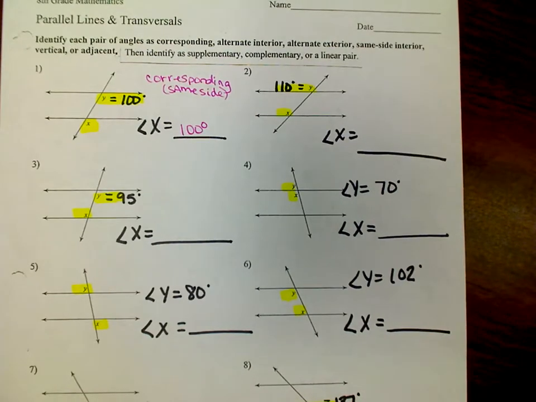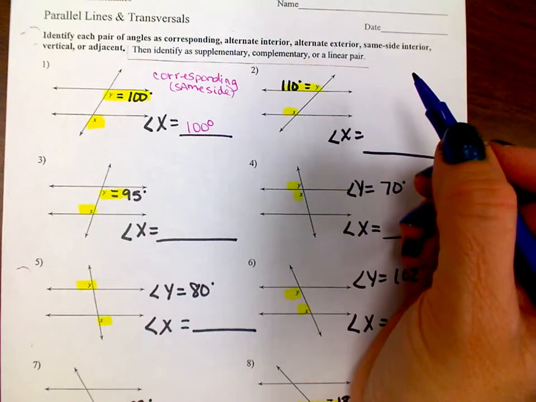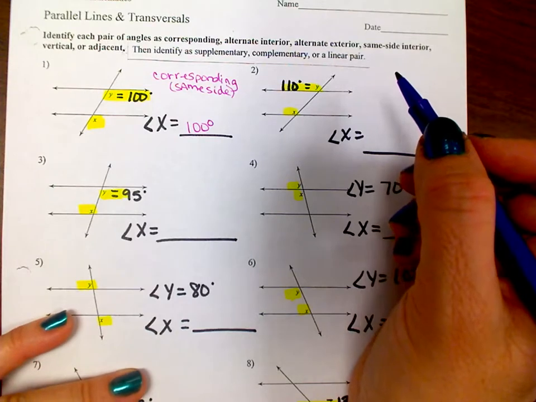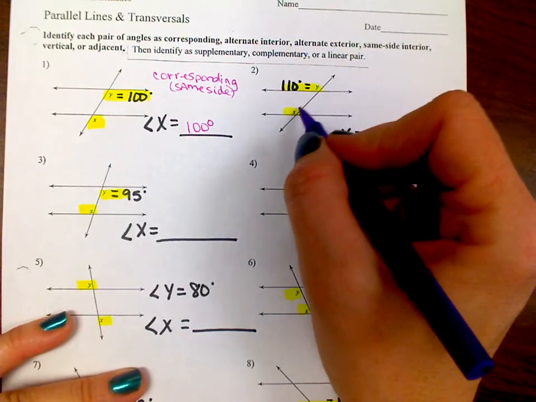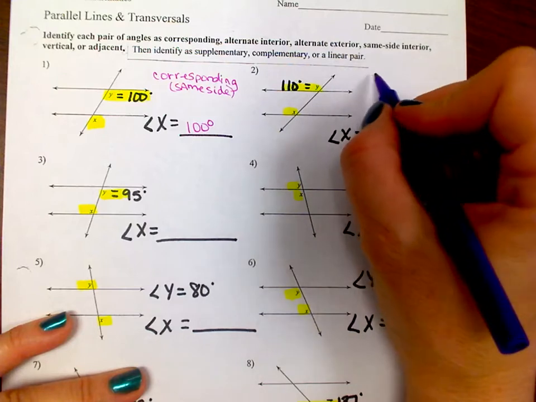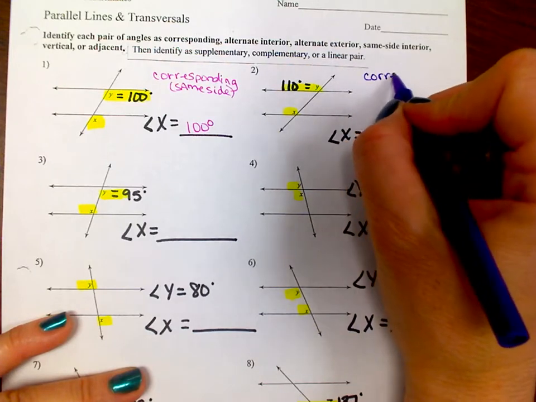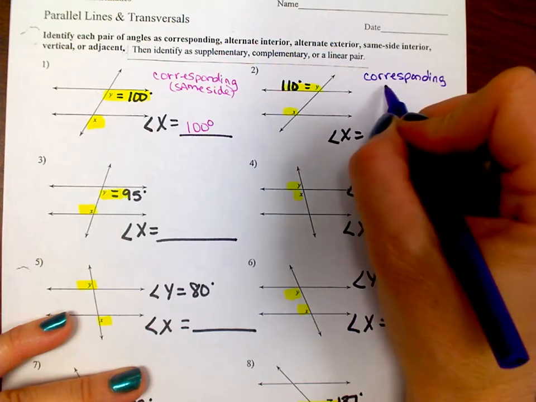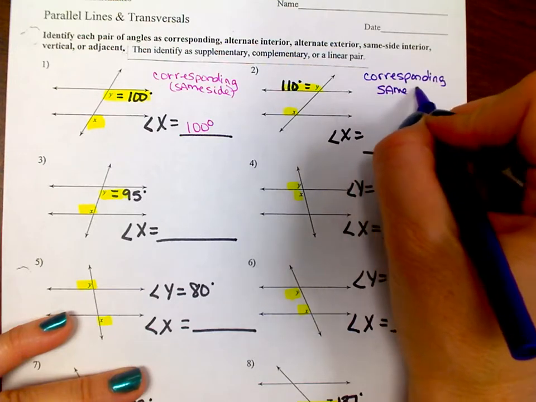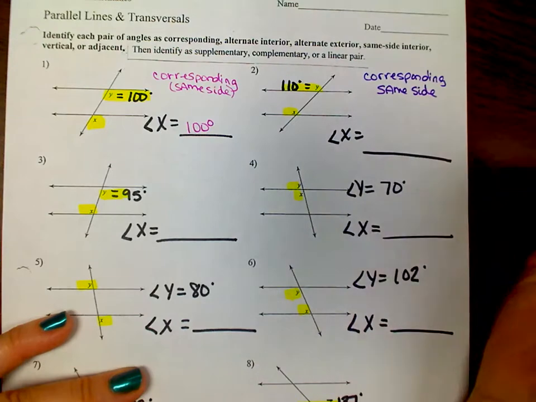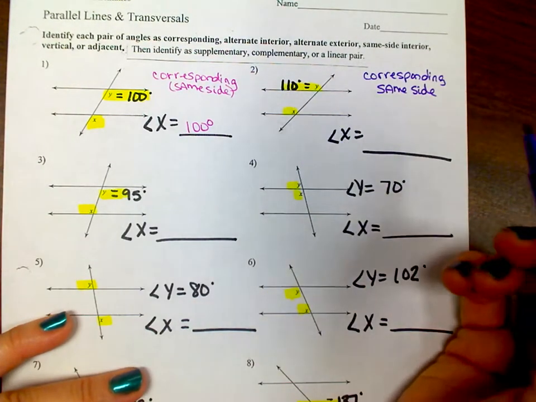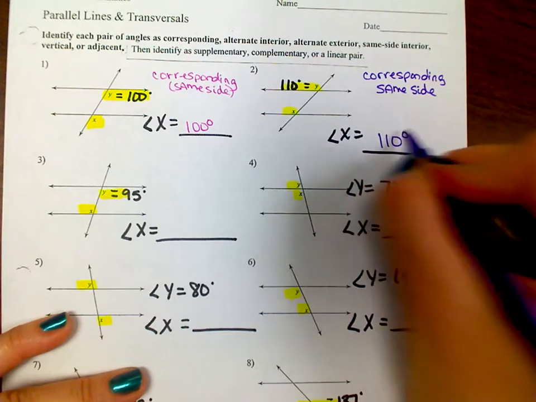Number 2 is the same way, except they're on the left side. They're going to be on the left top of each line. So they're corresponding. Same side. So if Y is 110, X has to be 110 degrees.